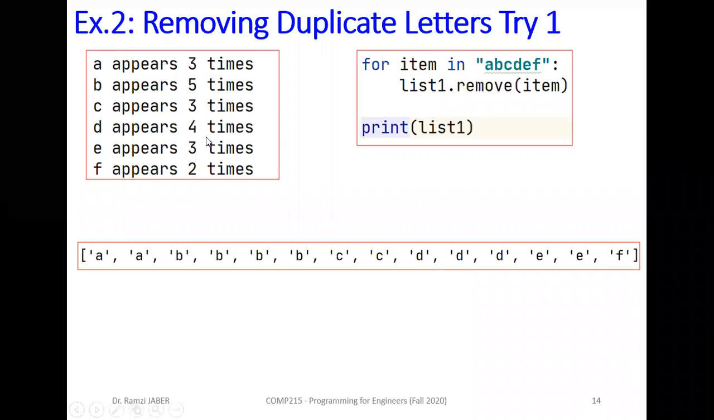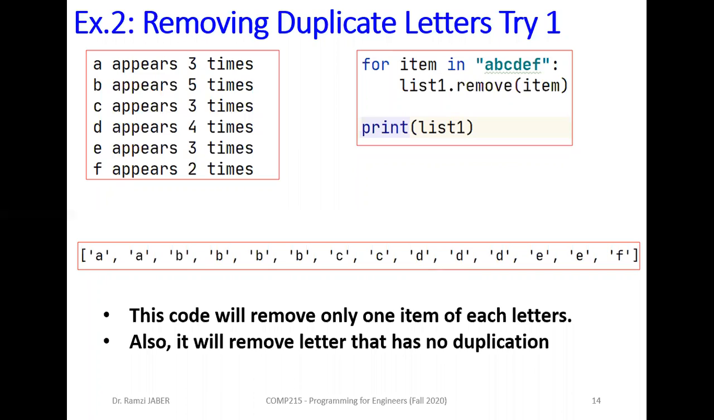Only one letter will be removed. So the new list will be AA, BBBB, each minus 1. Okay, minus 1 from these values. So it's not correct. So this code will remove only one item of each letter.